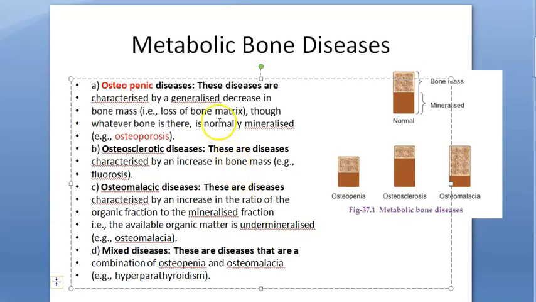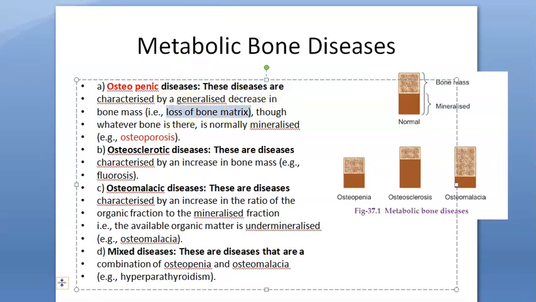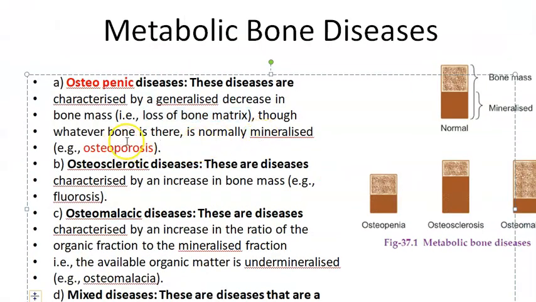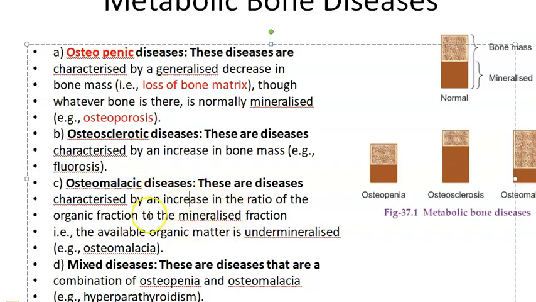There is a decrease in the bone mass, right? That's what we are looking at. There is loss of bone matrix, a decrease in the bone mass. So this is osteopenic disease. What is osteosclerotic then? There is an increase in bone mass, sclerosis, right? Osteomalacic disorder means softness. The ratio of the organic fraction to the mineralized fraction will be more in osteomalacia, okay? If there is vitamin D deficiency in adults, osteomalacia will happen.